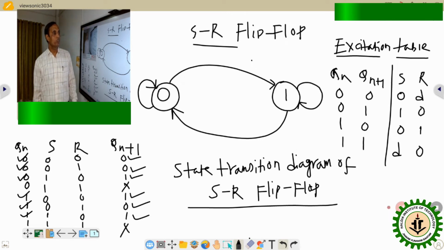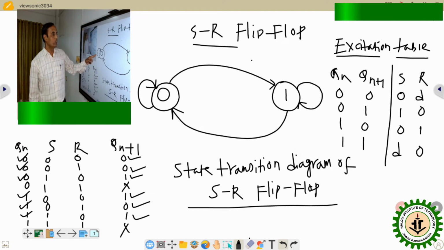Qn 0, Qn plus 1 1, S equals to 1, R equals to 0. Qn 1, Qn plus 1 0, S equals to 0, R equals to 1. And Qn 1, Qn plus 1 1, S equals to don't care, R equals to 0. So from that particular portion we can write the state transition diagram.